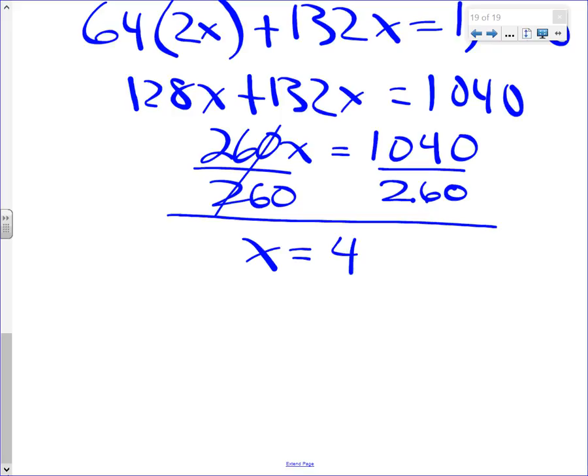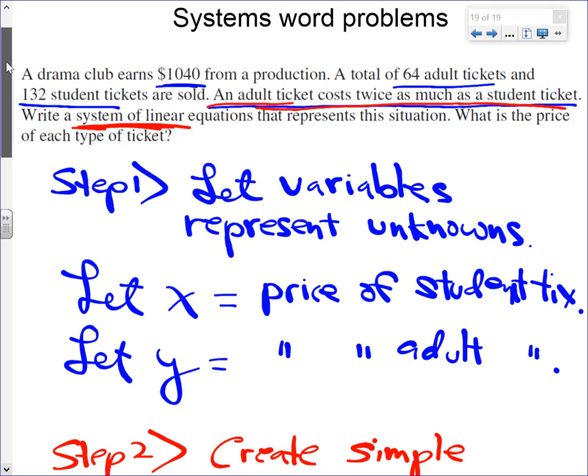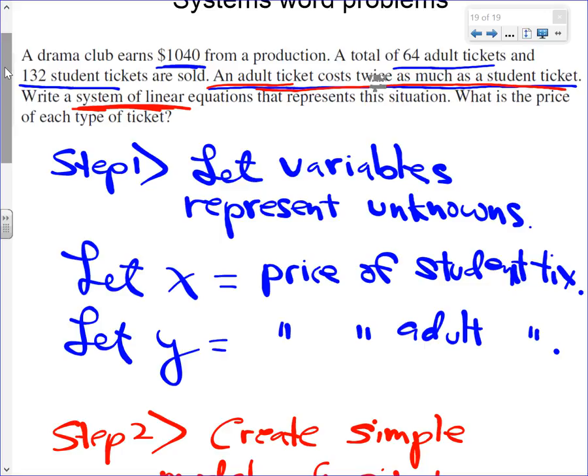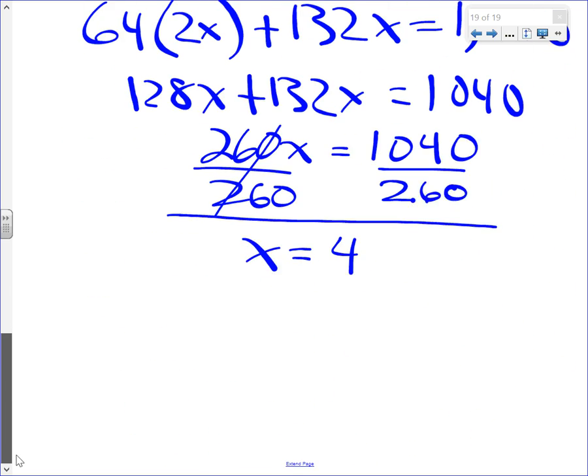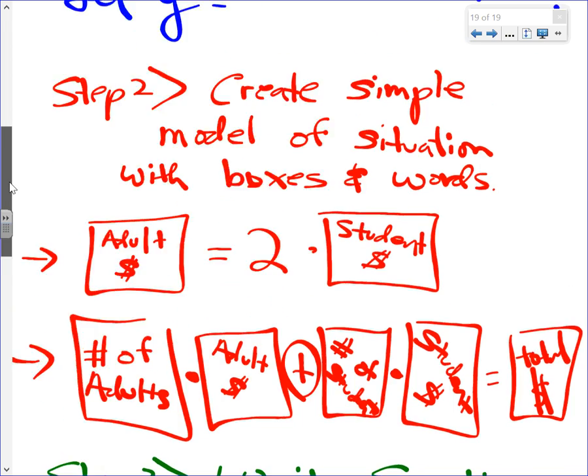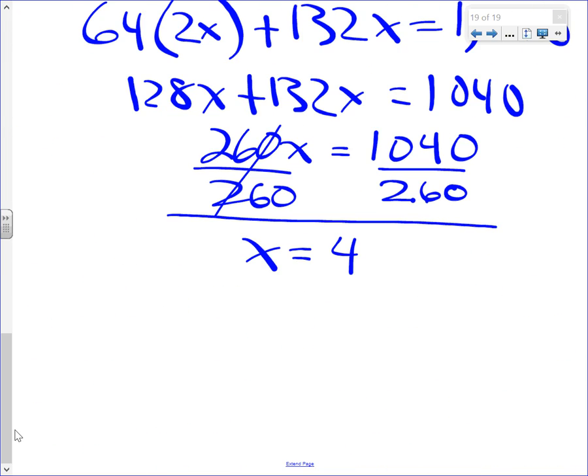Big deal. Let's go back to the word problem. What are they asking? What is the price of each type of ticket? What was 4? Be specific, please. So x was, remember when we played God? x is the price of student tickets. x is 4, $4 to get in. So let's answer the question. Students pay $4.